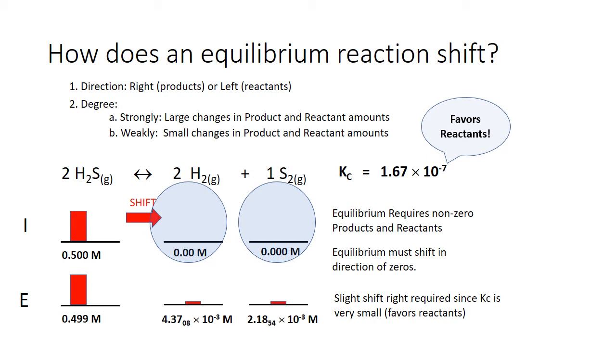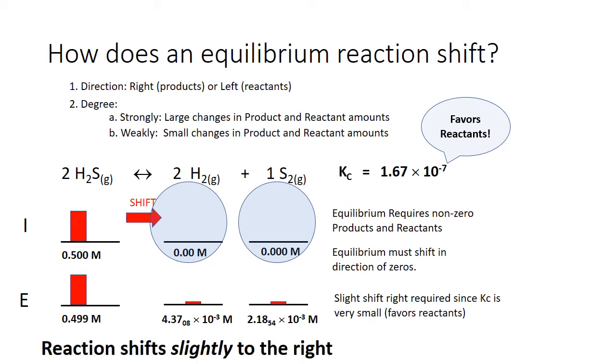Again, this is consistent with the idea that this is a reaction that favors reactants. That equilibrium constant being so small tells us that in the end, once equilibrium has been reached, we should have mostly reactants present. Another way to say this is that the reaction shifts slightly to the right, just enough to create product amounts that satisfy the law of mass action, and this chemical reaction is now at equilibrium.